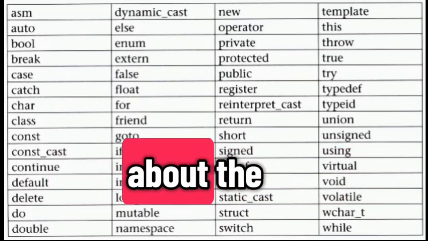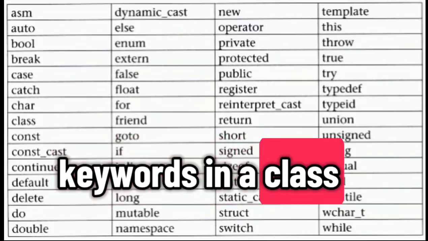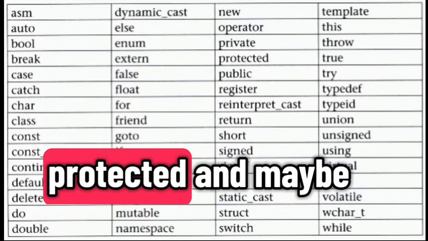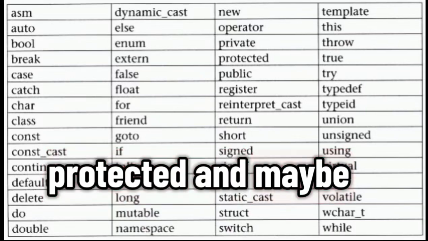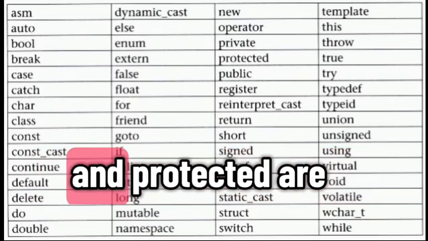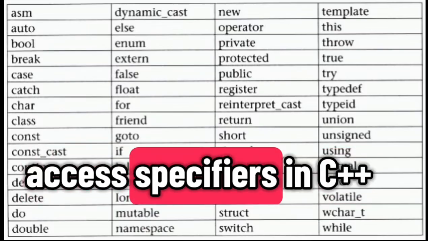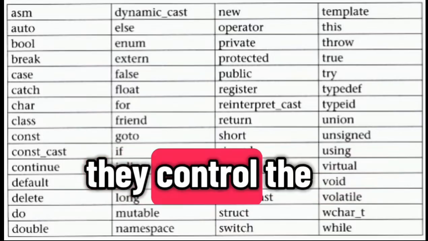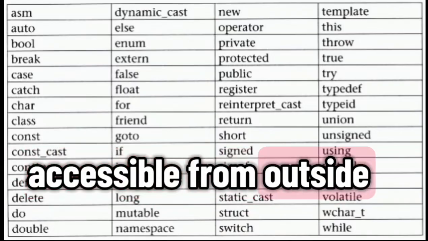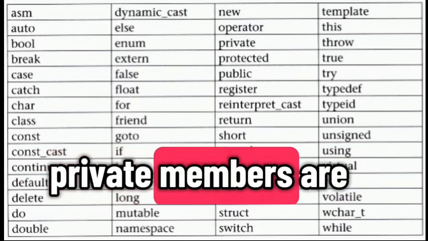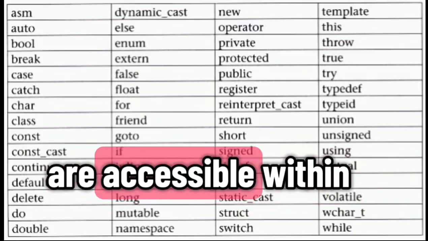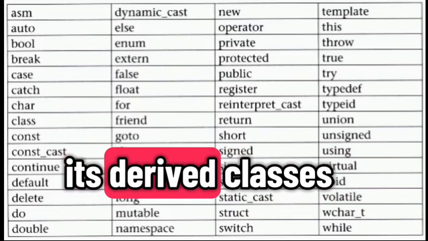Let's talk about the keywords in a class. The keywords like public, private, protected, and maybe struct. Definitely. Public, private, and protected are access specifiers in C++. They control the accessibility of class members. Public members are accessible from outside the class. Private members are accessible only within the class. And protected members are accessible within the class and its derived classes.